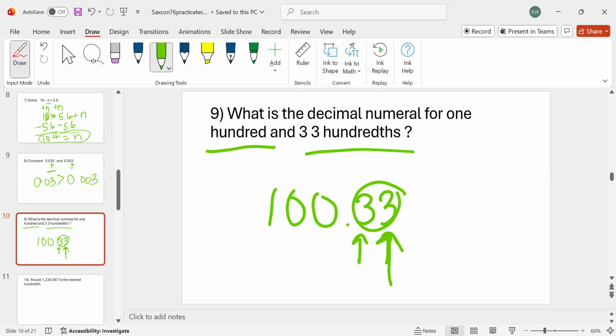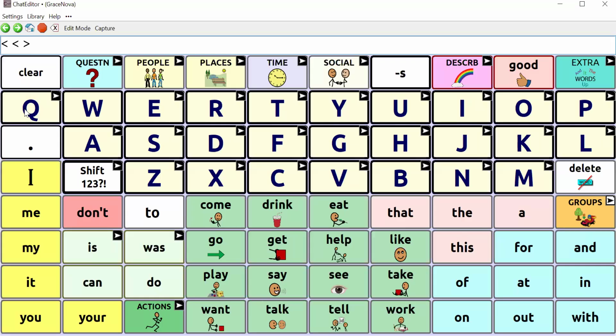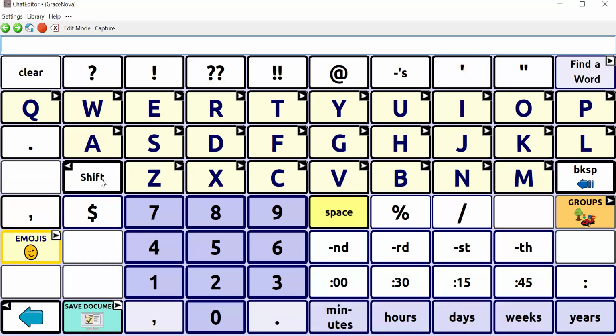So 100.33. If you're in the talker and you want to type that out, I would recommend using the numbers off the QWERTY. So if you go to the main page, hit clear, hit shift, it would be 100.33. And that's how it would speak. All right, going to the next one.